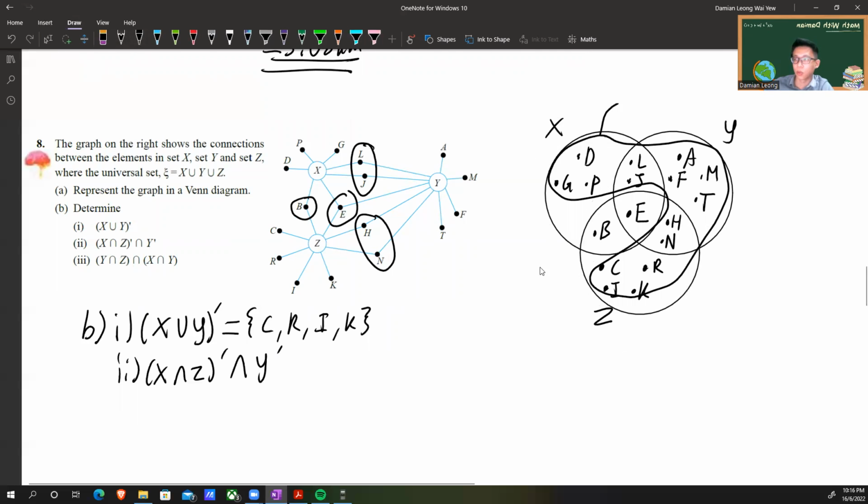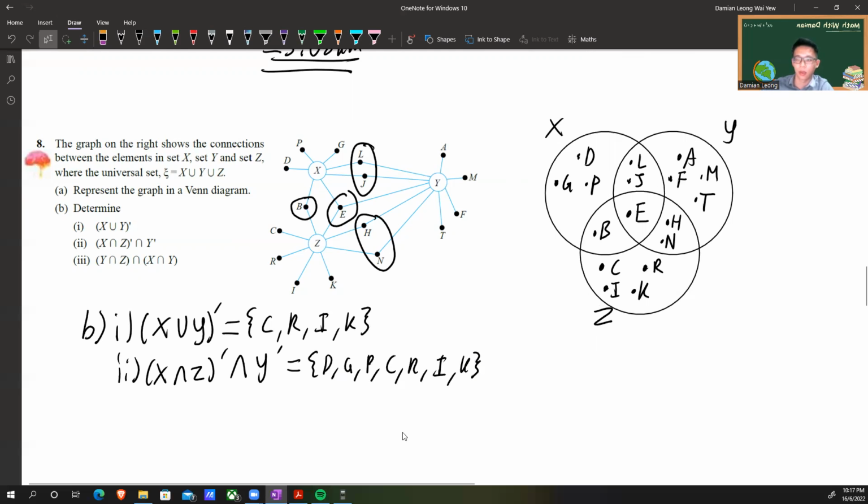These two are the parts that are outside of X intersect Z and also outside of Y. So D, G, P, C, R, I, K. Again, the order of the letters doesn't really matter.